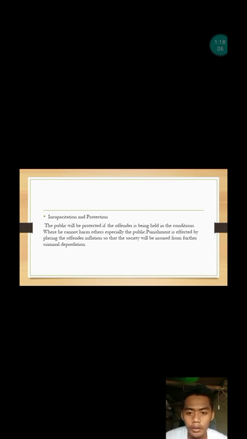Incapacitation and protection. The public will be protected if the offender is being held in confinement, where he cannot harm others, especially the public. Punishment is effected by placing the offenders in prison so that the society will be insured from further criminal depredation.